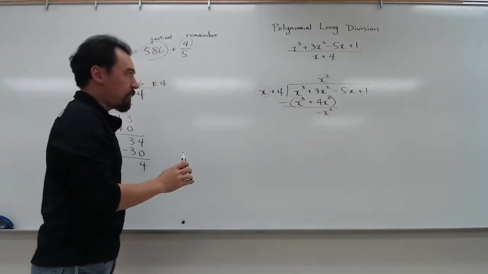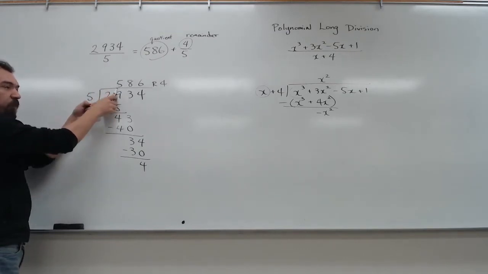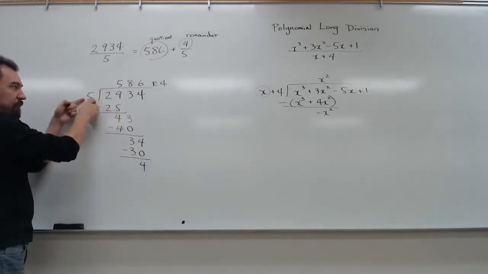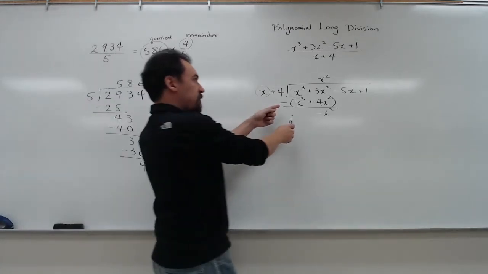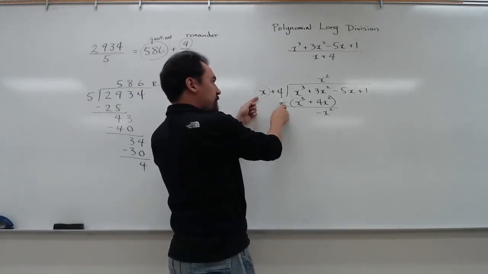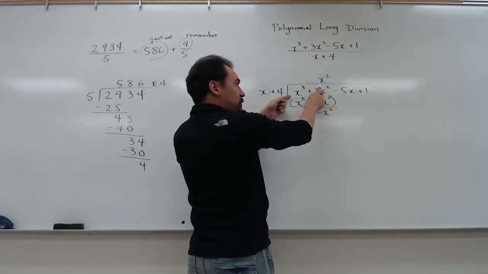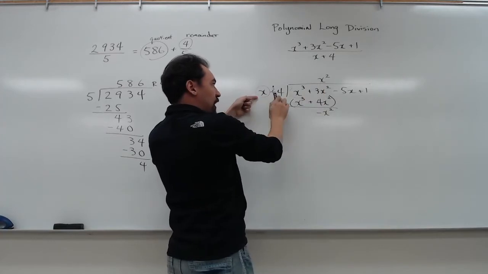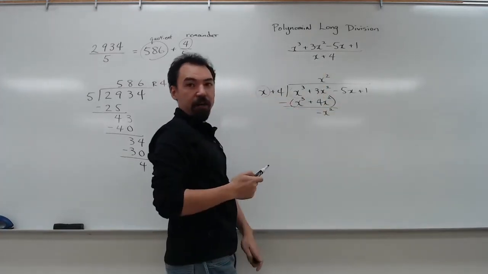So if you establish the parallel, right? So 5 goes into 29 5 times. There's where the quotient goes. Then I said 5 times 5 is 25. Take it away and see what happens. Over here I said, how many times does this go into that? It goes in x squared times. That's the beginning of my quotient. That, x squared times x plus 4, goes right here. Then I'm going to take it away to see what I have left.